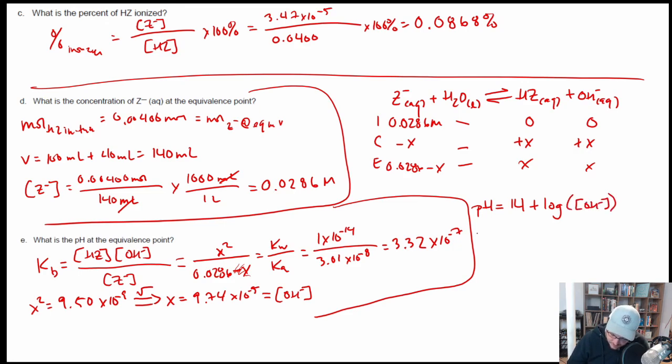And so we can just plug in our numbers. So we have 14 plus the log of 9.74 times 10 to the negative fifth. And so what we get is the pH of the solution at the equivalence point is equal to 14 plus the log of 9.74 times 10 to the negative fifth, which gives 9.99, which is what I have on the key. And that's what the pH is right here.